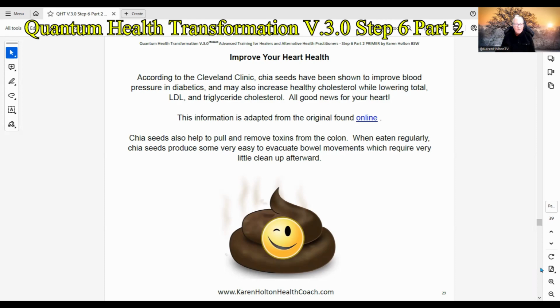Chia seeds also help to pull and remove toxins from the colon. When eaten regularly, chia seeds produce some very easy to evacuate bowel movements, which require very little cleanup afterward. Yep, seriously, you've got to try it to believe it. It's quite amazing. You can literally go to the bathroom, not even really realize you've gone, and take a look, and holy smokes. Very, very cool what it does for your digestive system.